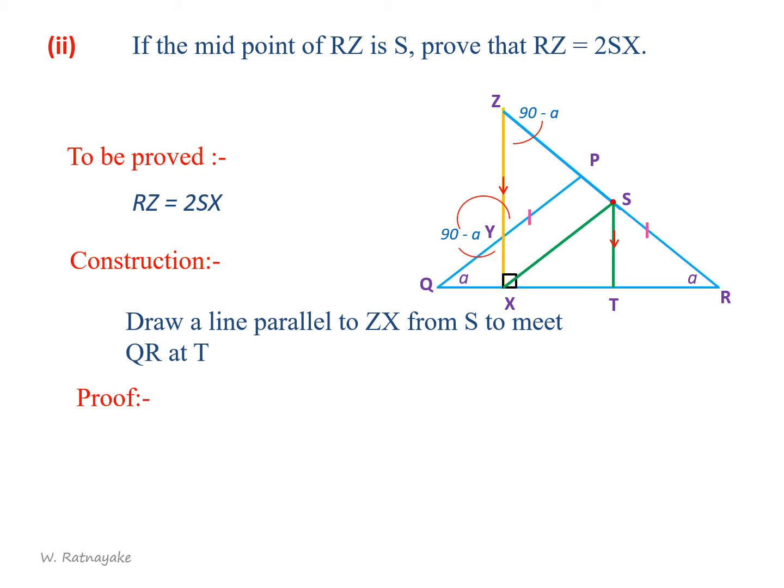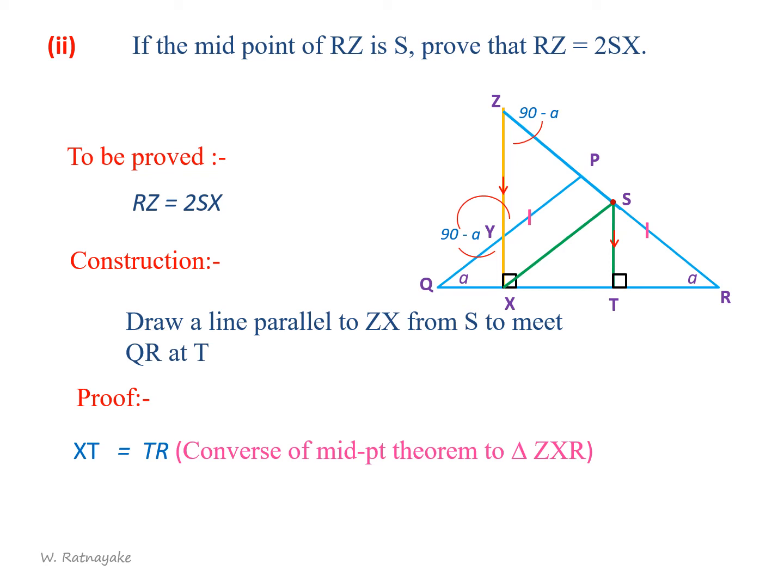Now some additional relationships are coming out. Since this angle ZXR is 90 and ZX and ST are parallel, the angle STR also must be 90 according to the corresponding angles of parallel lines. So two pieces of information: XT equals TR, and angle XTS equals angle STR. Now sufficient evidence is there to conclude that these two triangles are congruent.